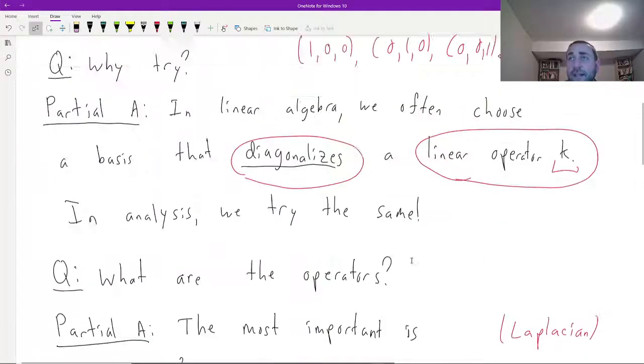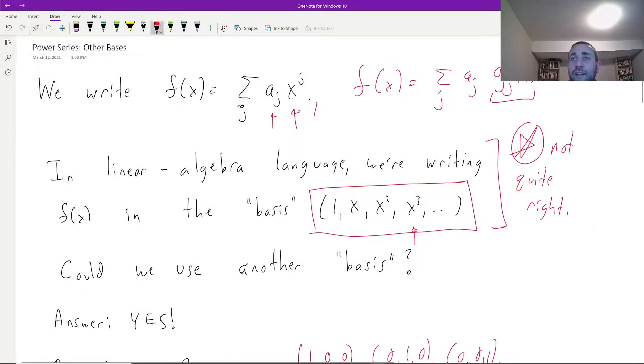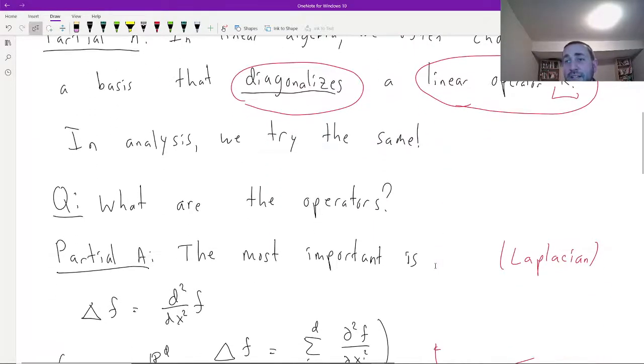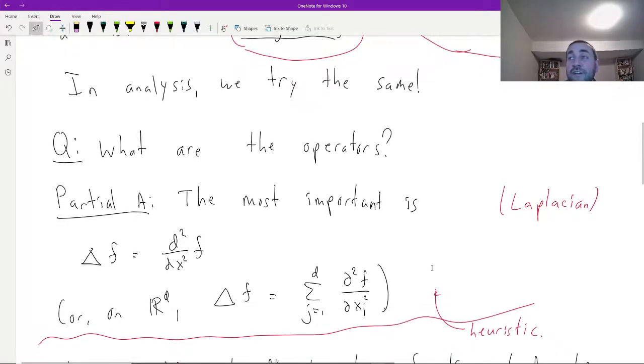But what does the heuristic tell us? The heuristic is telling us, well, we can write f of x as an infinite sum of some other functions. And if we imagine what we did in linear algebra class, probably what we want to do is find functions that diagonalize some important operator.